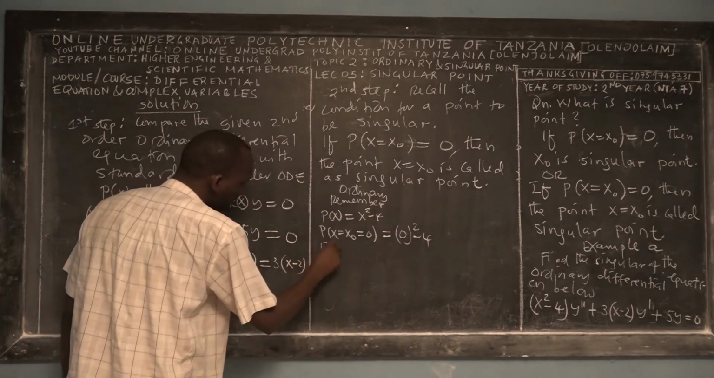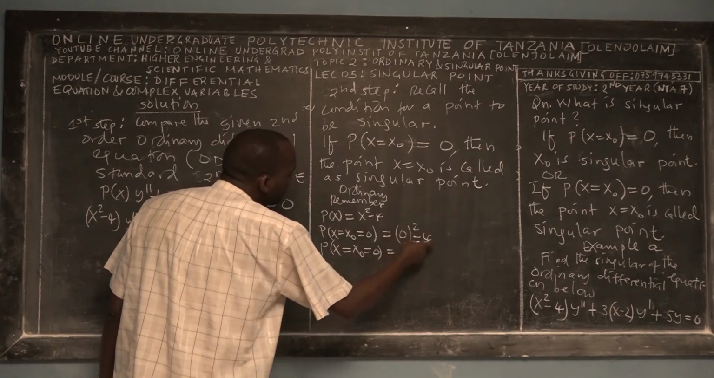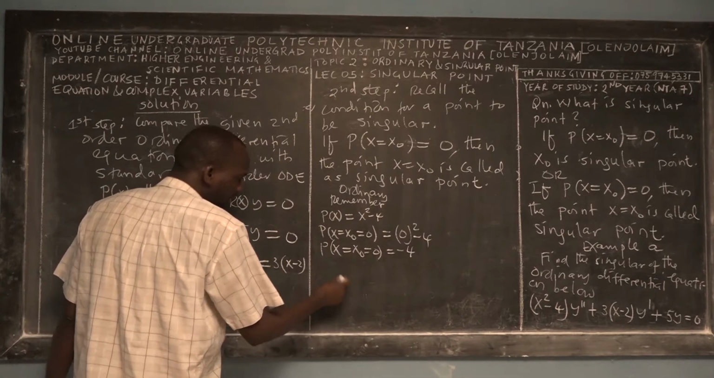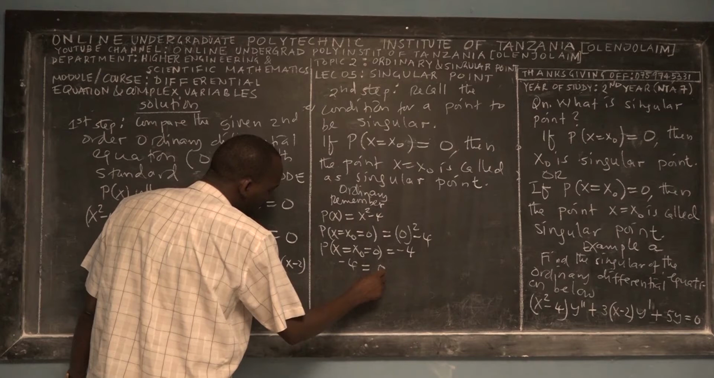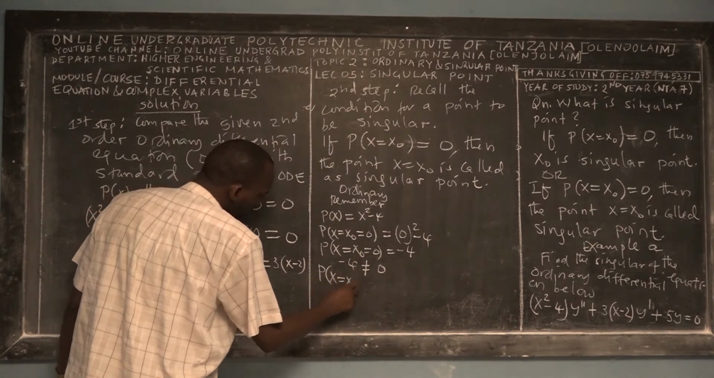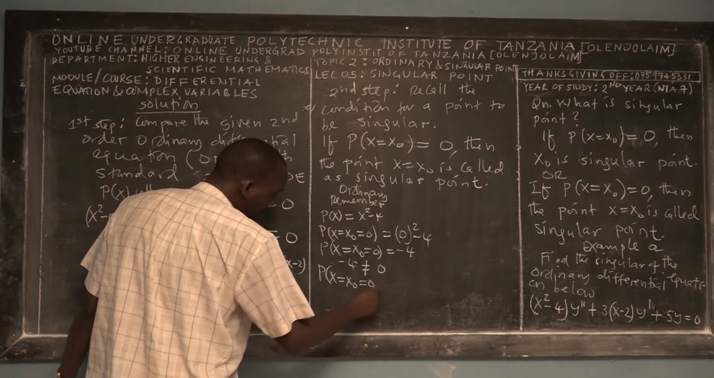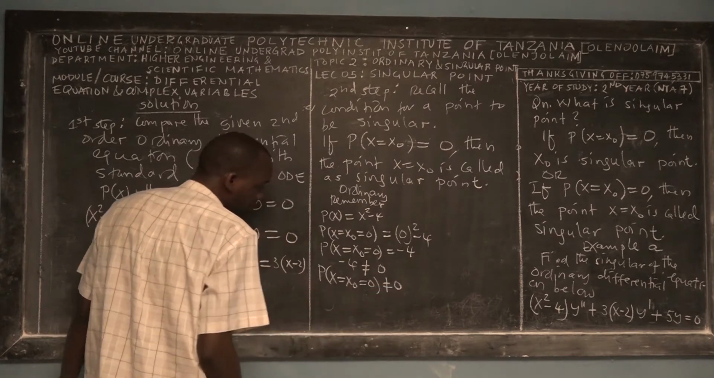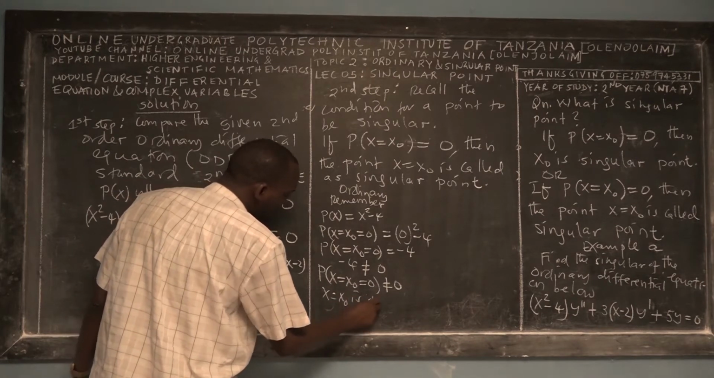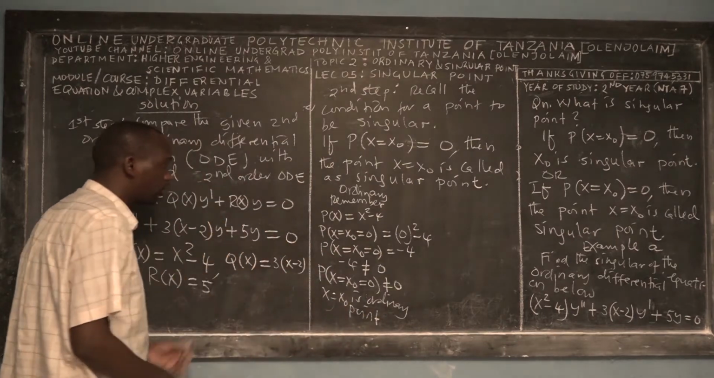And so you know that we say that P of x naught is equal to 0. If you find that it's not equal to 0, so it's equal to negative 4, then we ask: is negative 4 equal to 0? No, so it's not equal to 0. So if it is not equal to 0, then x is equal to x naught, an ordinary point. So that's how we solve for an ordinary point.